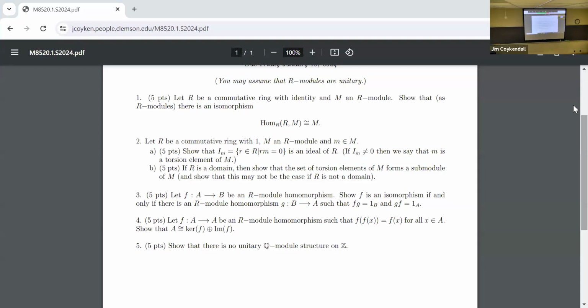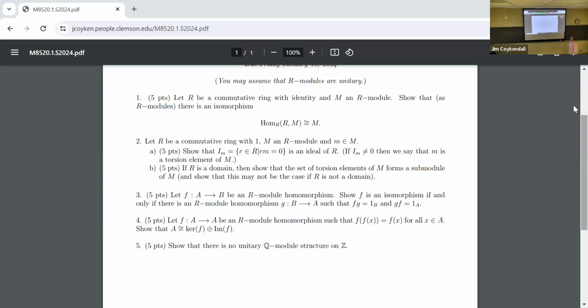Number three, suppose f from A to B is an R module homomorphism. Show that f is an isomorphism if and only if there's an R module homomorphism going in the other direction from B to A, such that the composition in both directions appropriately is the identity on B and the identity on A. So this 1_A means the identity function on A, and likewise on B. One of the directions of this is pretty easy. The other direction, you really need to show that what you have is an R module homomorphism.